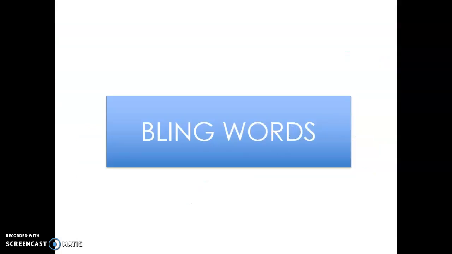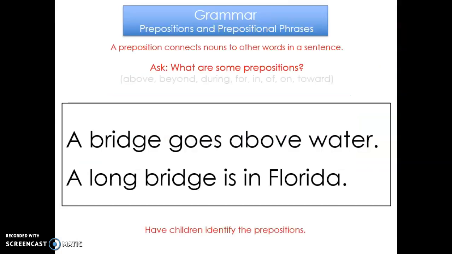All right. A preposition connects nouns to other words in a sentence. So, some prepositions are above, beyond, during, for, in, of, on, toward. Those are all prepositions. So they tell us where the noun is. So we have: a bridge goes above water. Our noun is the bridge, and we know that it's something to do with water. Our preposition is above because that's where the bridge is.